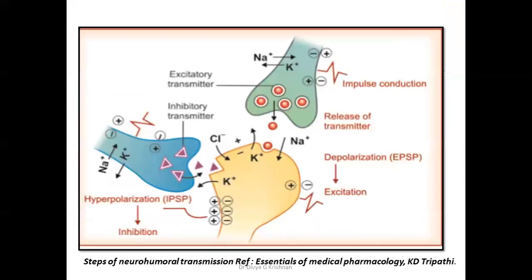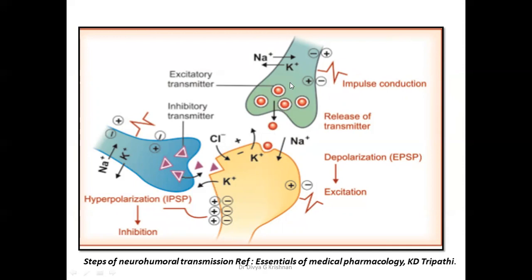Now that is about the neurohumoral transmission. This is a figure that is showing a prejunctional neuron, a postjunctional neuron, which is also a prejunctional neuron. And depending upon the transmitter that is released, you can see the transmitter being released. You can have different effects.